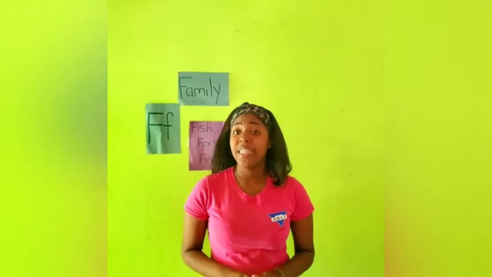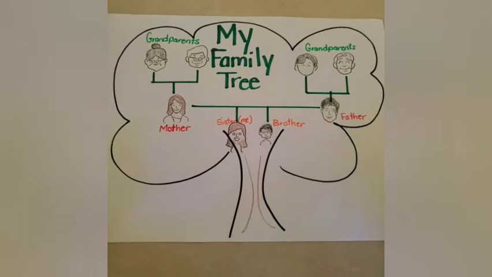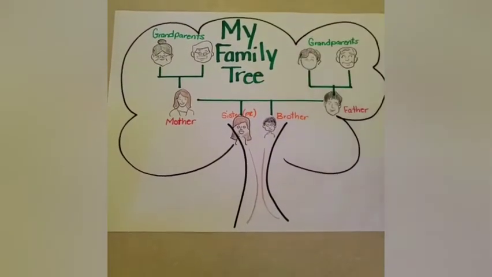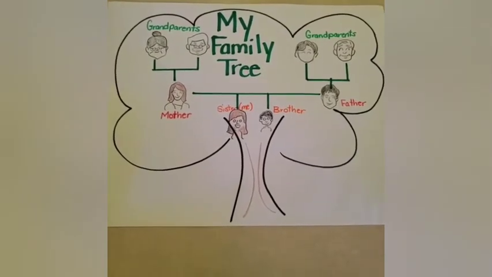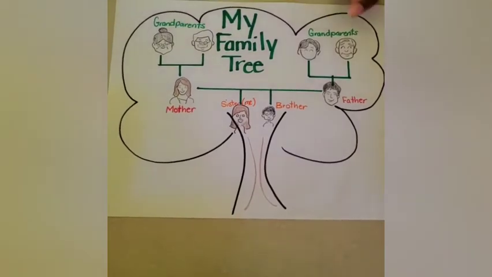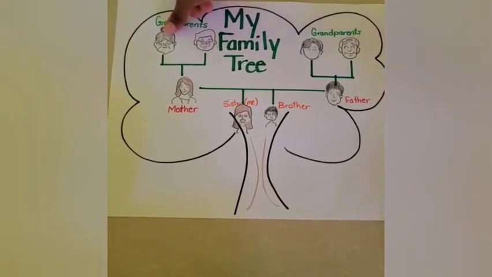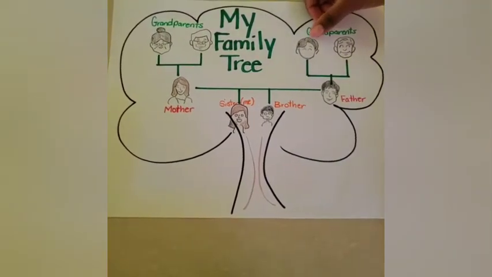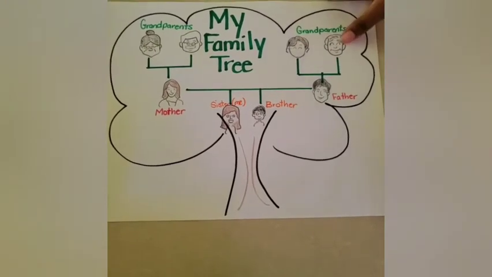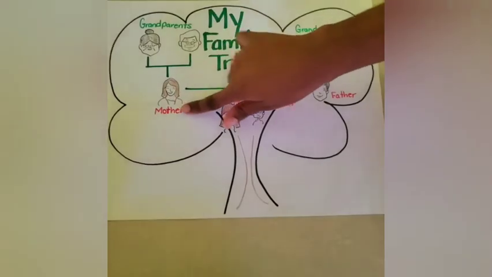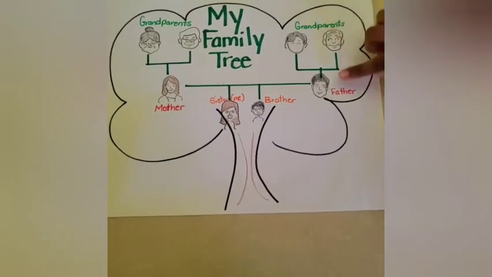Now, for today's lesson, boys and girls, I made a family tree. And I know you all are excited to see the family tree. Now, come on over so I can explain how I did my family tree so that you boys and girls can do your family tree all on your own. Okay, boys and girls. So this is my family tree. When you are doing your family tree, at first, you will draw your two sets of grandparents. So I drew my grandmother, my grandfather, and then I also drew my grandmother here and my grandfather. So these are my grandparents from my mother's side, and these are my grandparents from my father's side.